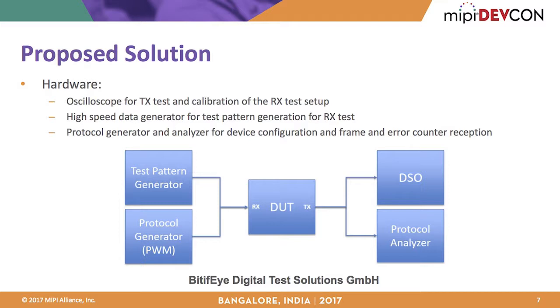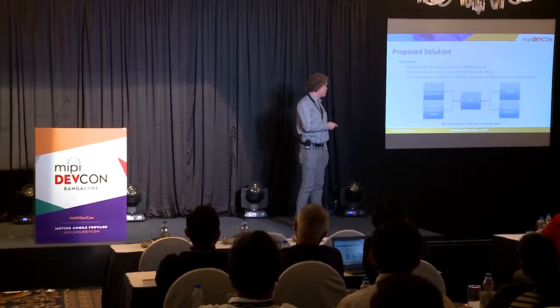And so the DOT, why is that? The DOT is being put into the test mode by the PWM, and then the test will be proceeded by the generator. So you can, as I said previously, use the scope for the TX test and also for the RX setup. And then you use the analyzer from our protocol generator in order to read out the bursts from the DOT itself.